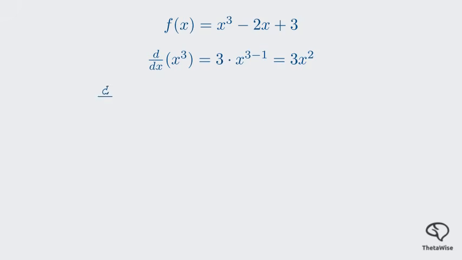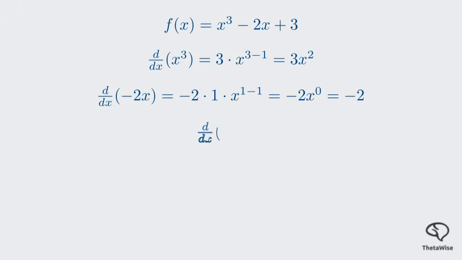For the second term, negative 2x, the power of x is 1. We bring the 1 down, multiply by negative 2, and subtract 1 from the power, making it x to the power 0. Any number to the power 0 is 1, so the derivative of negative 2x is negative 2. And for the constant term positive 3, the derivative is always 0. The slope of a horizontal line is 0, and a constant represents a horizontal line. Putting it all together, the first derivative of our function is 3x squared minus 2. This is the expression for the slope at any point x on our graph.